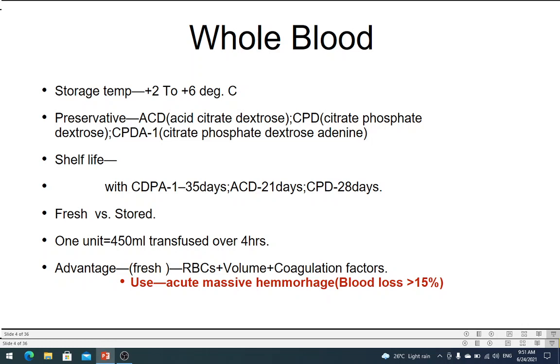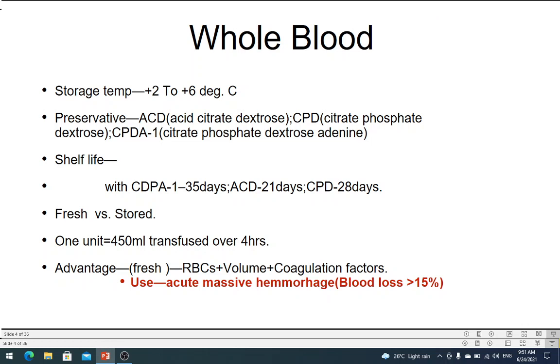So then newer preservatives like citrate phosphate dextrose came, where as you can see, phosphate is included. So the metabolic activity is much faster. I told you fresh blood has no problem, because it is metabolically active. That is one advantage of fresh blood. I will come to that later. Whereas in stored blood, the metabolic activity is lost, besides other things. I will come to that later. Anyway, that is why we started using citrate phosphate dextrose.